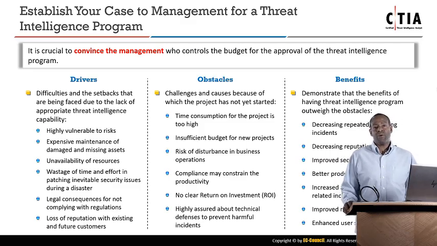Loss of reputation with existing and future customers. What will happen is, if you have a loss of reputation, because in news articles and in journal articles and online and forums, your organization has been listed as one of the least well-run organizations in terms of security, you're going to lose business, lose customers.